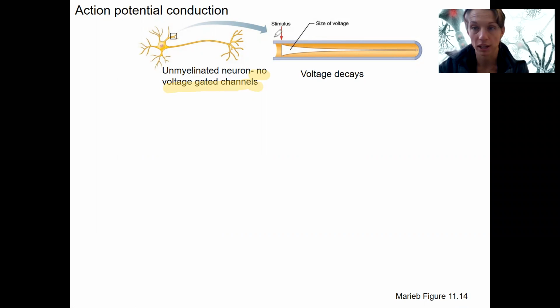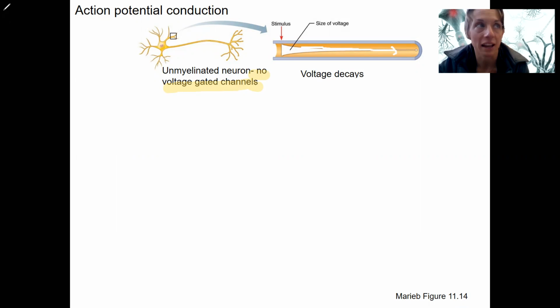If you didn't have those voltage-gated channels, you'd have just a normal cell, some of which are really cool too, of course, and you wouldn't be able to have this action potential travel down the whole axon without decaying or getting less, right? Decaying means getting less, degrading.